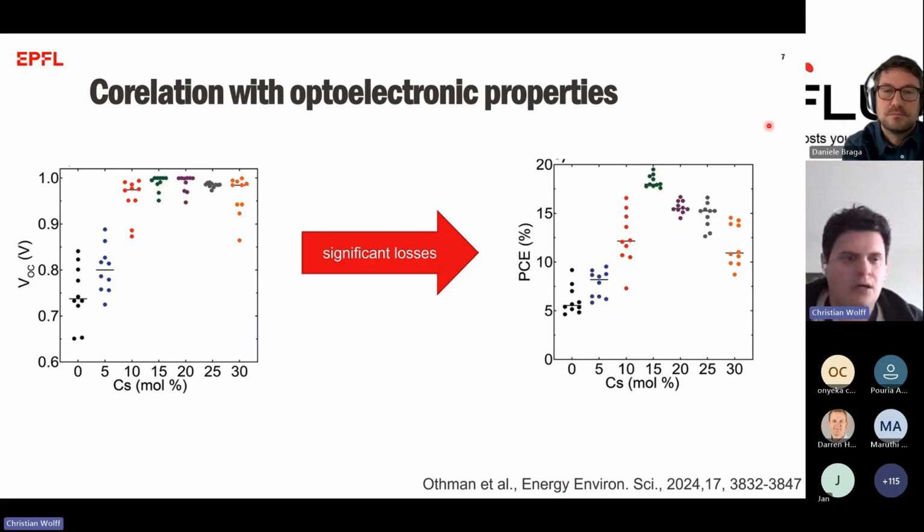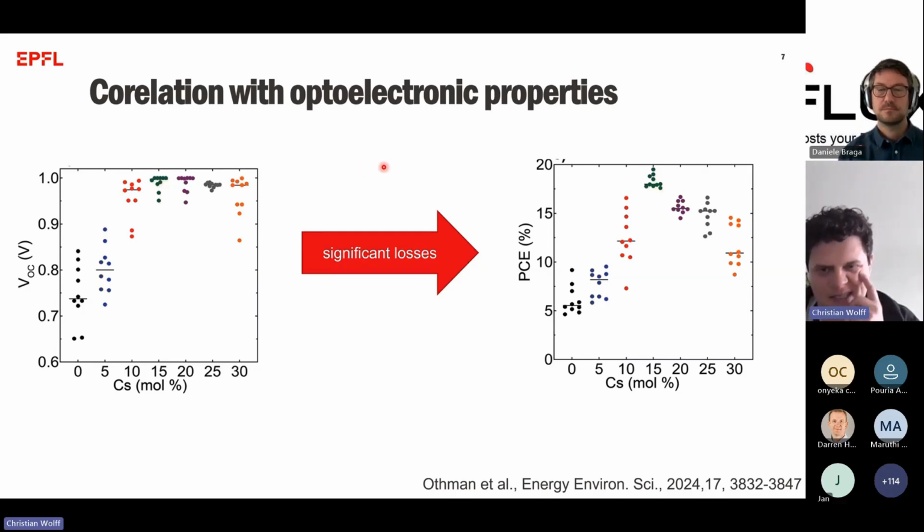It's published already. So the short circuit current was the least impacted by the variation. Of course, upon adding cesium, you are slightly increasing the band gap. But overall, the relative change there was something like 5%, so less than 1 milliamp per square centimeter. So the losses are dominated by the recombination and the transport losses in this case.